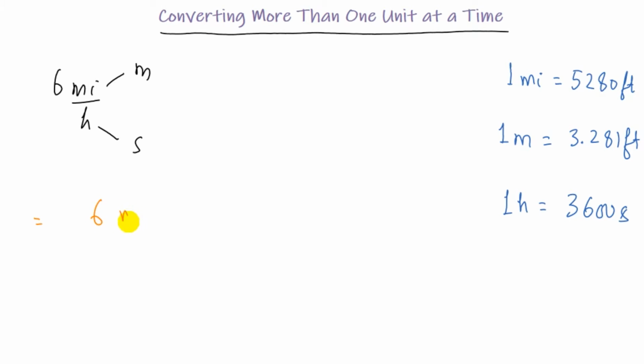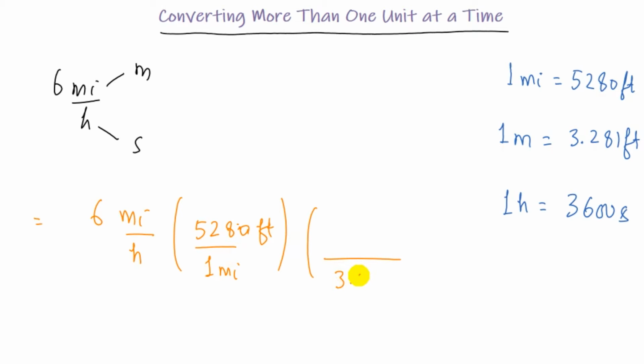So this 6 miles per hour as it is. Now first we're going to convert mile into feet. So 1 mile means this much of feet, so 5280 feet. Now feet into meter. So we know that 3.281 feet is equals to 1 meter. So we have converted mile into meter, because here we see that this mile and mile will cancel out, and this feet and feet will cancel out. We are left with meter.